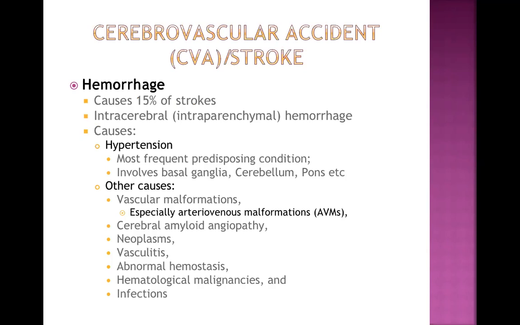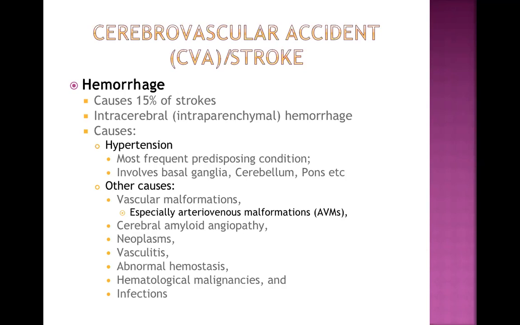Okay? It mainly involves basal ganglia, cerebellum, and pons. This basal ganglia, especially putamen, is a very commonly affected site. Other causes apart from hypertension are vascular malformations like AV malformation, cerebral amyloid angiopathy, which is amyloid deposition in the cerebral blood vessel, neoplasm or brain tumor, vasculitis or connective tissue disorder, abnormal hemostasis.